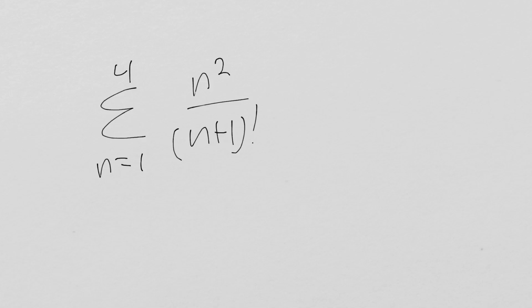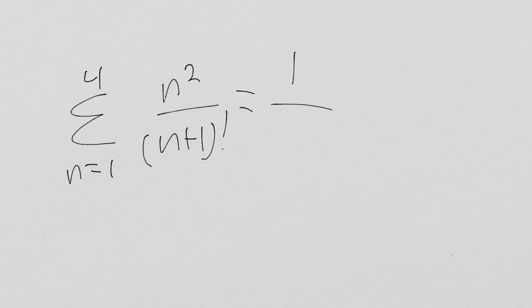Okay, this next one, we have n squared over n plus 1 factorial. Sum from n equals 1 to 4 of n squared over n plus 1 factorial. Okay, so that's going to give us 1 squared to start, and then 2 factorial, which is just 2, so that's 1/2.